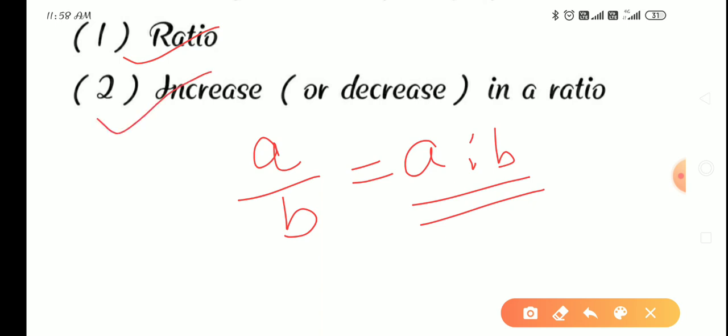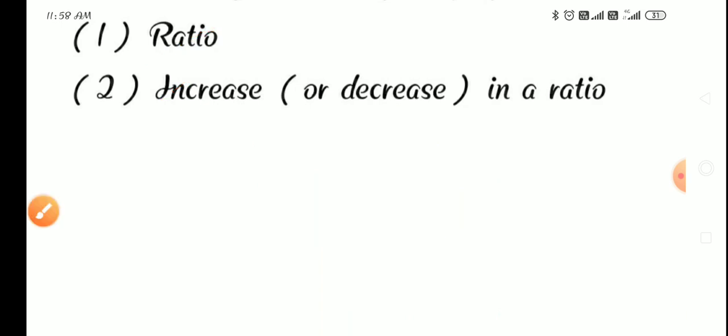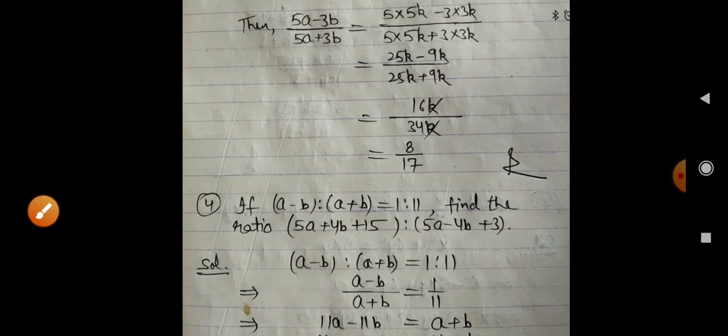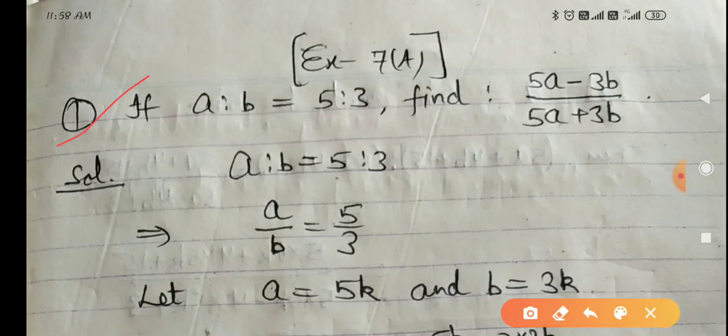Now what is increase or decrease in a ratio? Through questions I will tell you. This point I will explain through questions. So now you see some questions from exercise 7th A. You can see the first question.